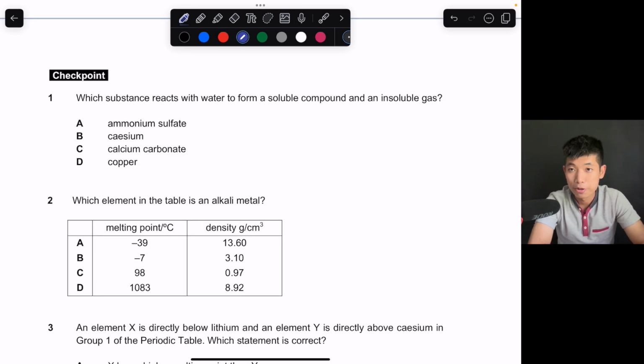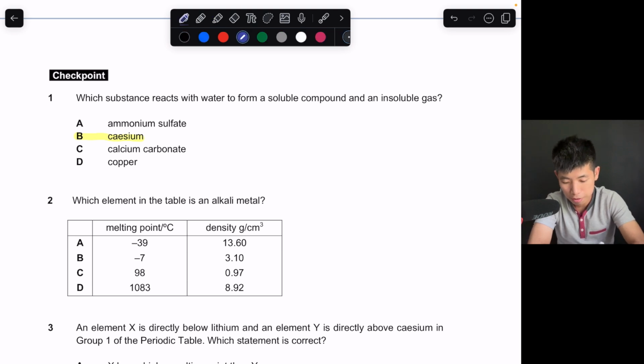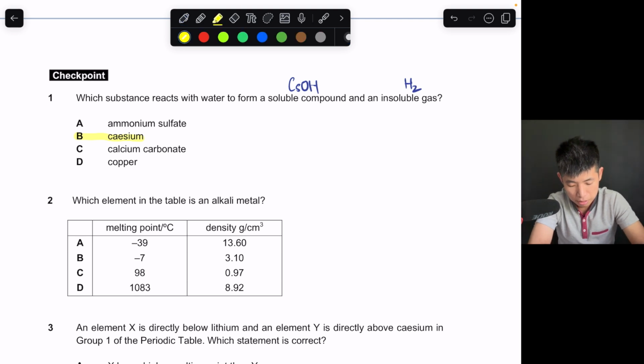We have reached the checkpoint questions. Give them a try and I'll go through the answers with you. Question 1, the answer is B. Because cesium is a group 1 metal, it will form the soluble compound cesium hydroxide and hydrogen gas. Question 2, we are looking for a low melting point with low density. So the answer is C. The melting point cannot be below room temperature because your alkali metals are still solids.